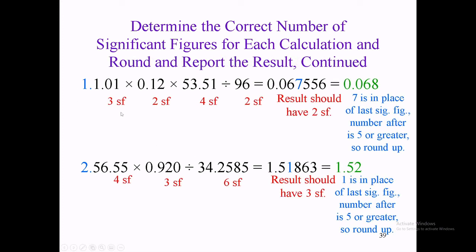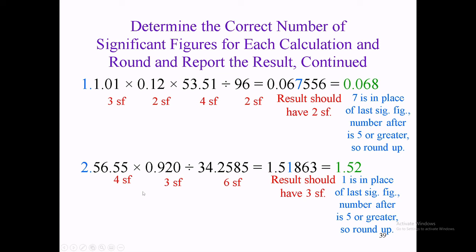All right, so if we take a look at the results here, we had 3, 2, 4, and 2 significant figures. We know that we're limited by these 2 significant figures here. Our final answer should have 2 significant figures. We know that these leading zeros are not significant, so we're going to start here, 1, 2, and we're going to round to this value. We look at the 5, and we say we got to round up here. This value is 0.068.